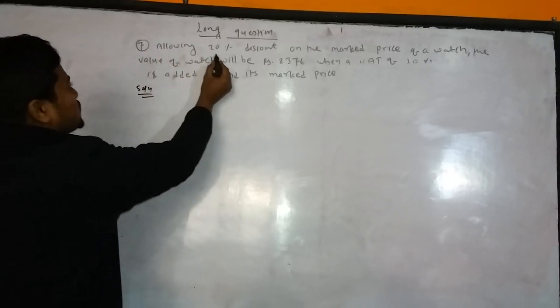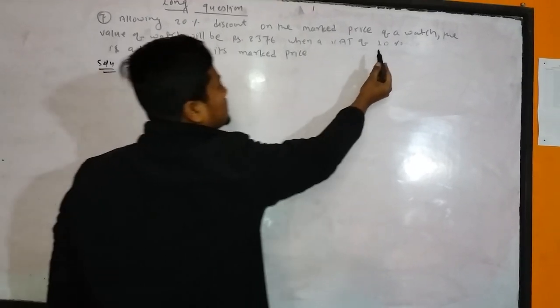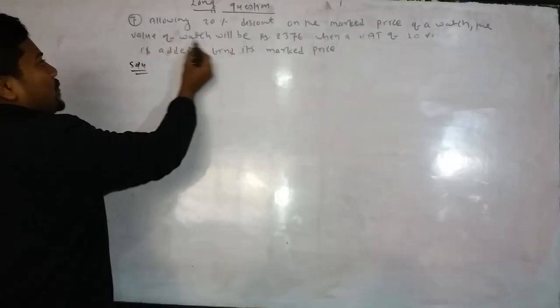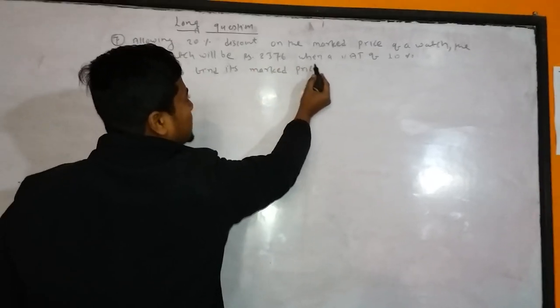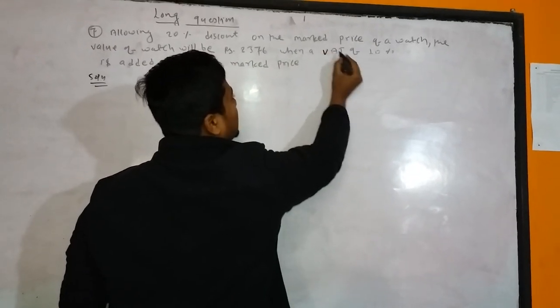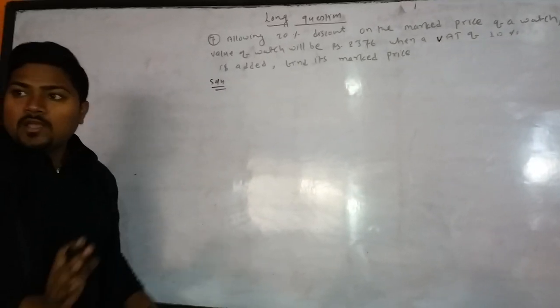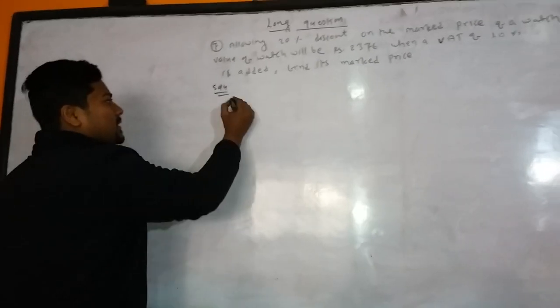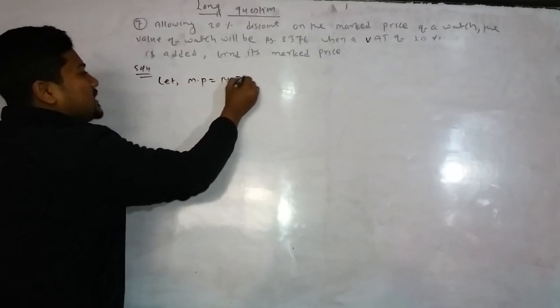Question number 7. Allowing 20% discount on the mark price of a watch, the value of the watch will be 2376 rupees when a VAT of 10% is added. Find the mark price. Okay. Go step by step. First of all, the mark price is not given. Let mark price be equal to, we can suppose, rupees X.